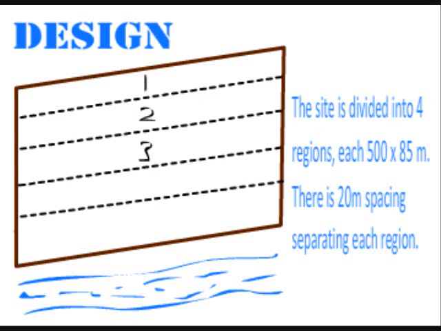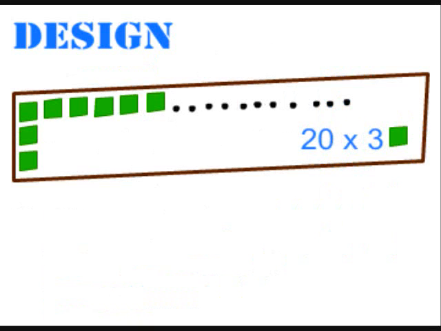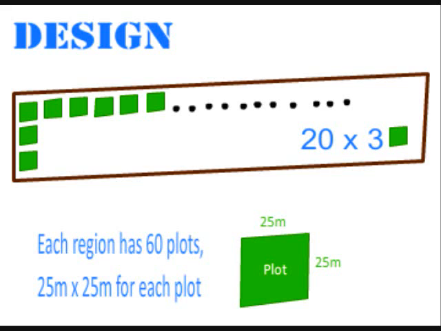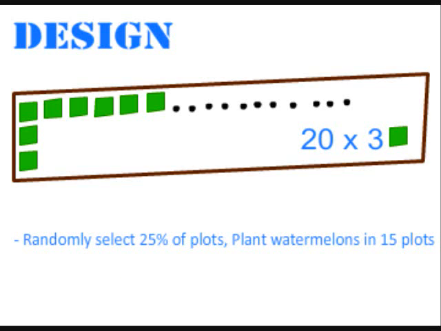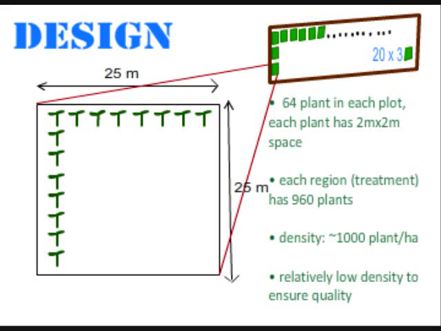The site is divided into four regions of same dimensions for the four treatments, and the regions are 20 meters apart from each other. Each region consists of 60 plots. 1/4 of the plots, that is 15 plots, in each region are randomly selected using a random number table for planting watermelons. In each plot, there are 64 plants. The density of the plants is around 1,000 plants per hectare. It is relatively low for better quality of watermelons.